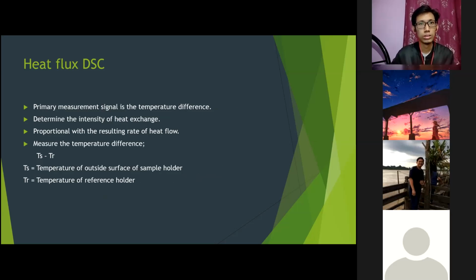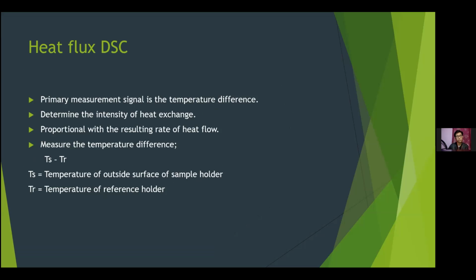There are two types of differential scanning calorimetry. The first one is heat flux DSC. This heat flux DSC belongs to the class of heat exchanging calorimeters. The primary measurement signal for this type of DSC is the temperature difference, whereby it determines the intensity of heat exchange and the resulting heat flow rate, which is proportional to it.